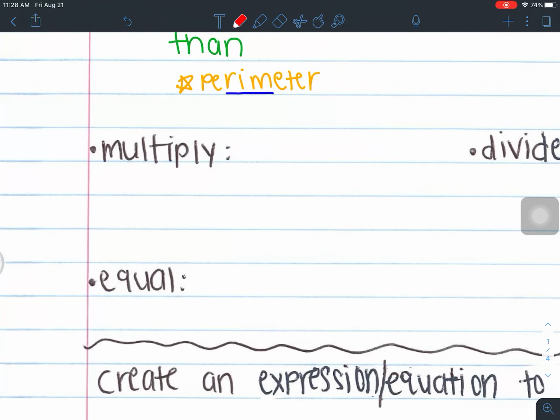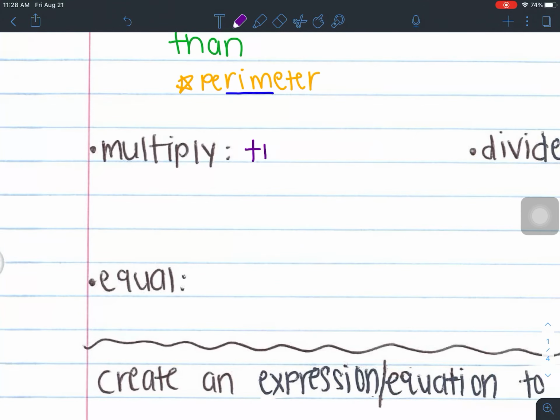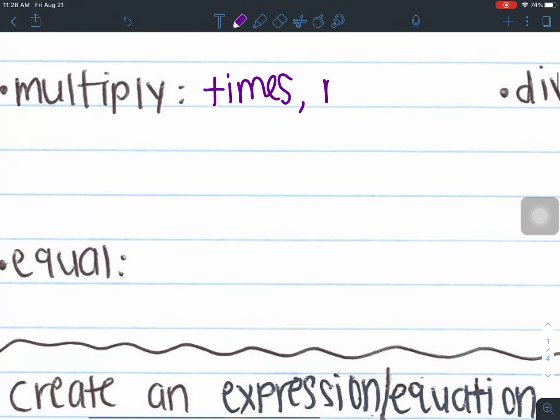All right, next we have multiply. So some words that mean multiply to me are times, right? If I tell you to do 3 times 7, you know that you're going to multiply 3 and 7 together. So times is a multiplication word. Product is the answer to a multiplication problem, right? The product of 2 and 7 is 14. You multiply to get 14.